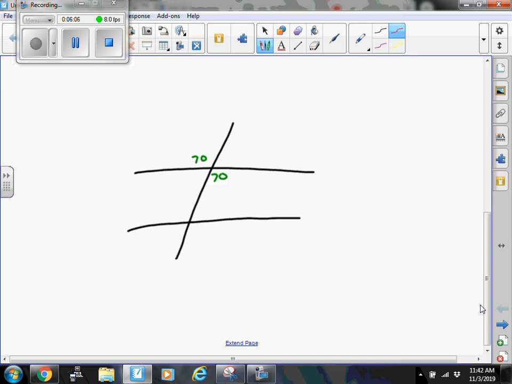70 and this one are supplementary. So if I add 70 and 110, I get 180. Or I take 180 and subtract 70, I get the 110. That means this is 110. So I've got this pattern.